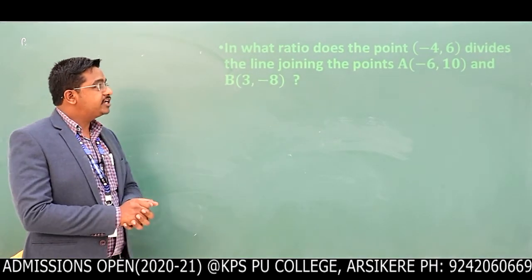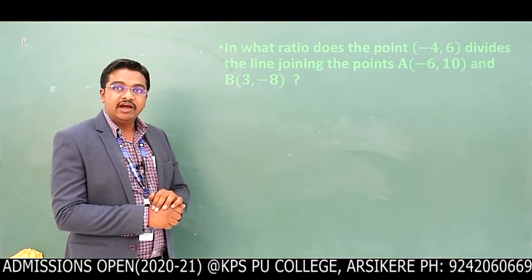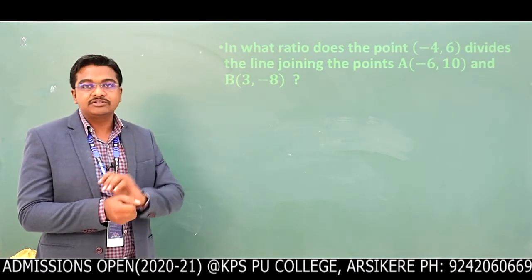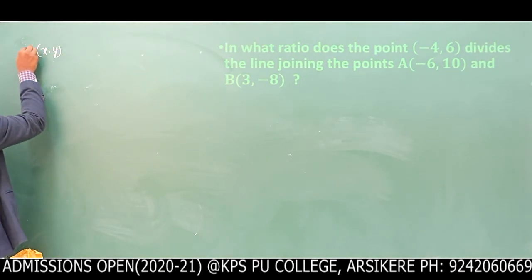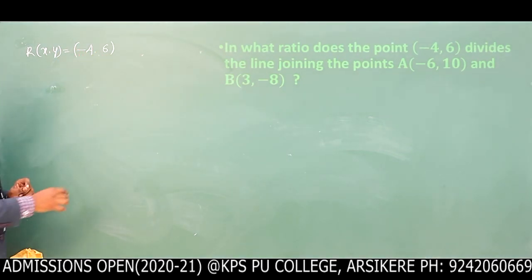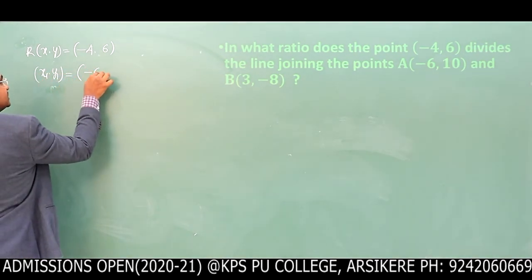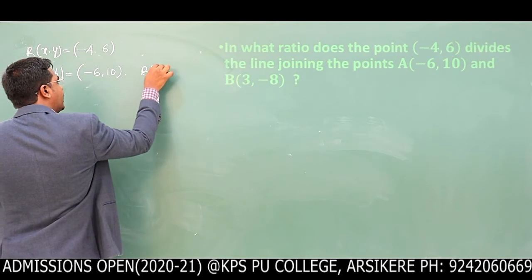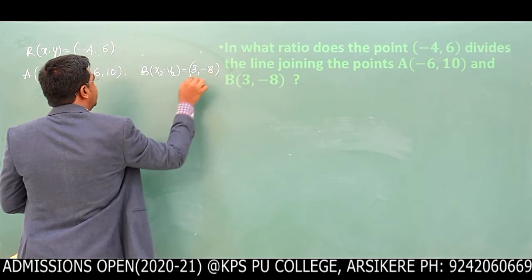Let's see here: in what ratio does the point minus 4 comma 6 divide the line joining the points A of minus 6 comma 10 and B of 3 comma minus 8? This is the problem. Let's see how to solve it. So what are the given points here? Let's take x comma y. r of x comma y is equal to the given point here, minus 4 comma 6, and x1 comma y1 is equal to minus 6 comma 10. And similarly, you can take B of x2 comma y2 as the second point, which is 3 comma minus 8.